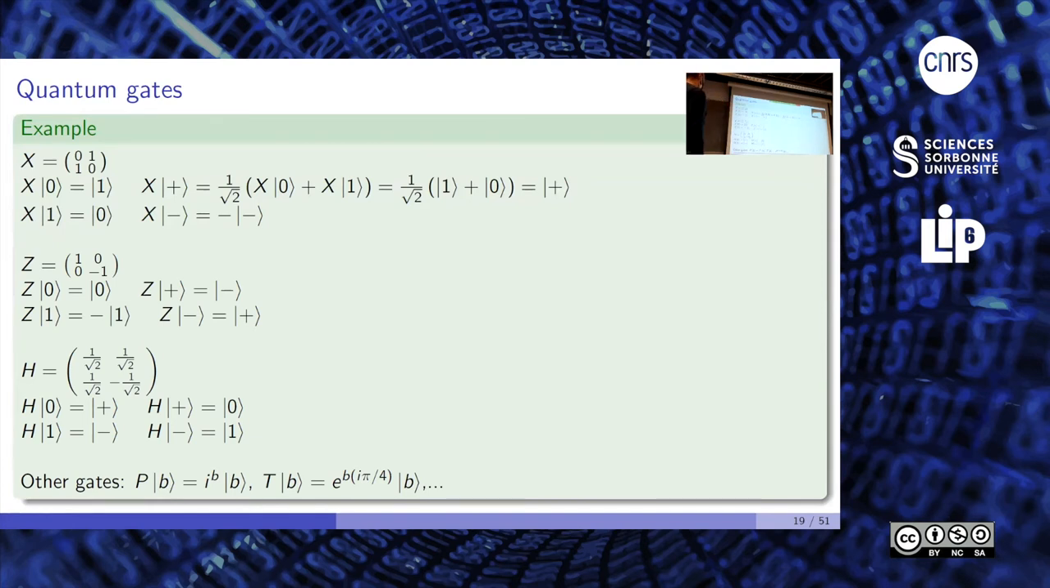And you have many other gates, but I won't spend all the time here explaining them. I think the main gates that we need, at least for just one qubit, are these.